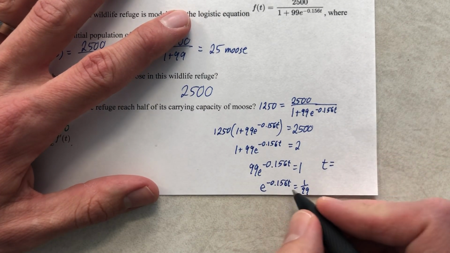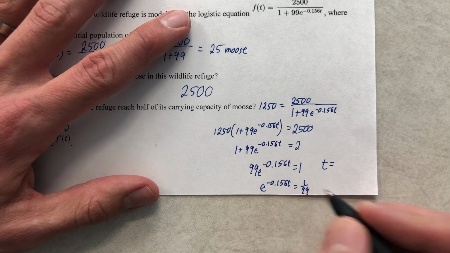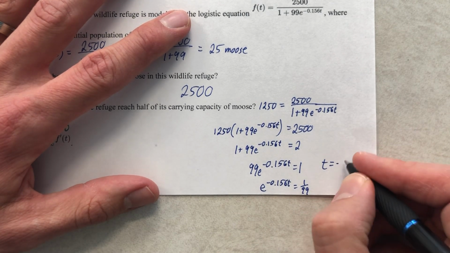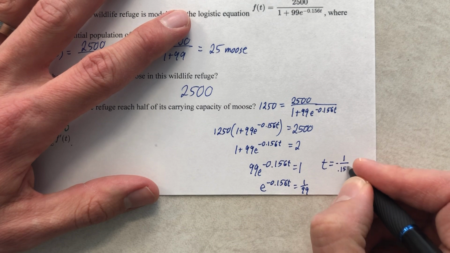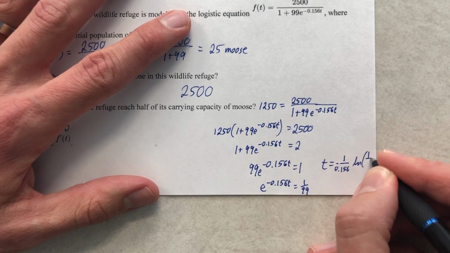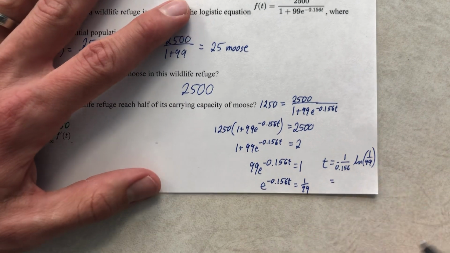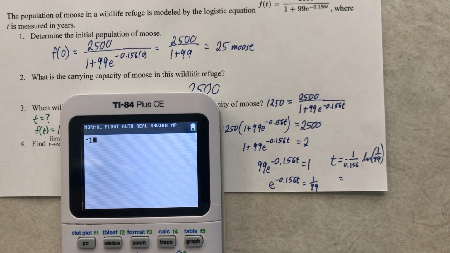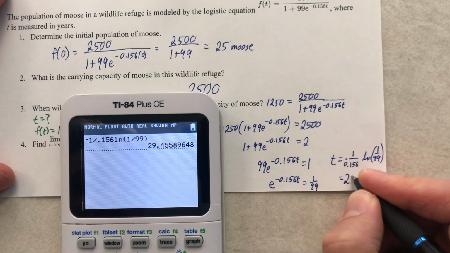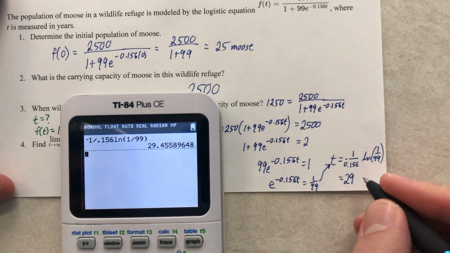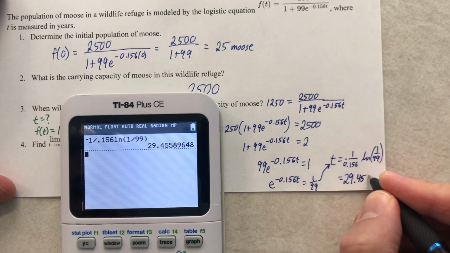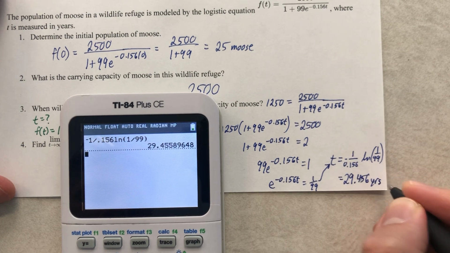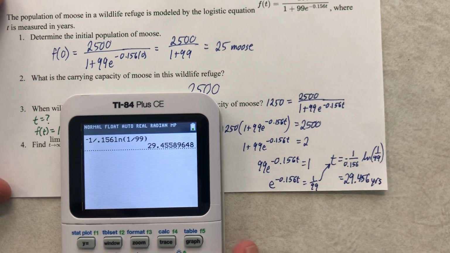t equals the natural log of this, and then we'll divide by negative 0.156. So negative 1 over 0.156 times the natural log of 1 over 99, and we'll round that to 3 decimal places, thousandths. So let's type it in: negative 1 over 0.156 times the natural log of 1 over 99. And I have 29.456 years. It takes almost 30 years to reach the carrying capacity of moose.